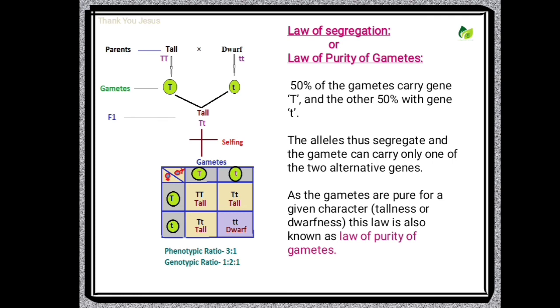So, the alleles thus segregate and the gamete can carry only one of the two alternative genes. Either capital T is present in the gamete or small t is present. So, as the gametes are pure for a given character, either tallness or dwarfness, this law is also known as law of purity of gametes. So, this is regarding the monohybrid cross.